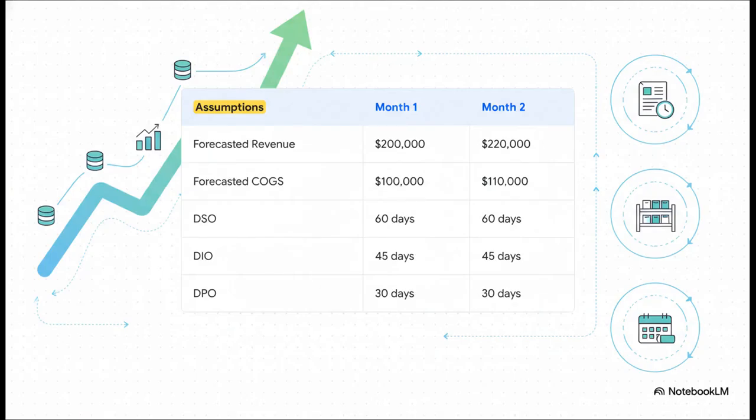So here are our assumptions. We've got a company, and its sales and costs are growing. But its working capital efficiency, the DSO, DIO, and DPO, is staying exactly the same. This is a super common scenario for any growing business.